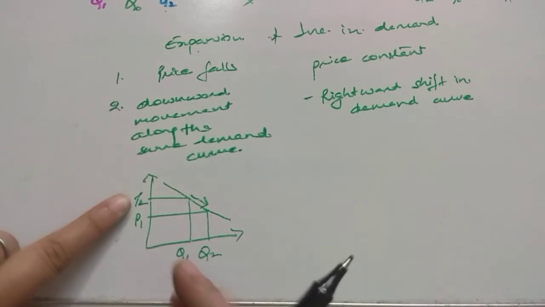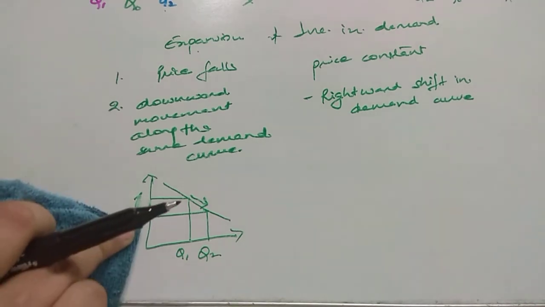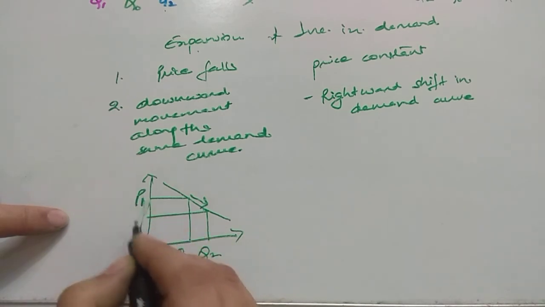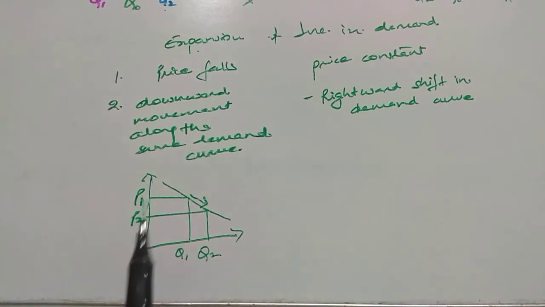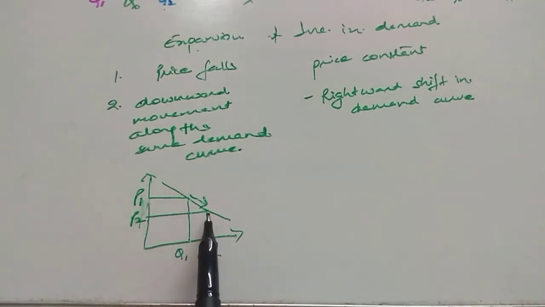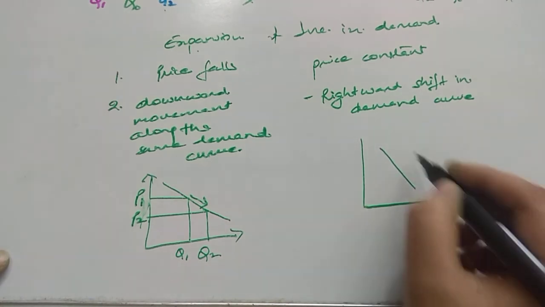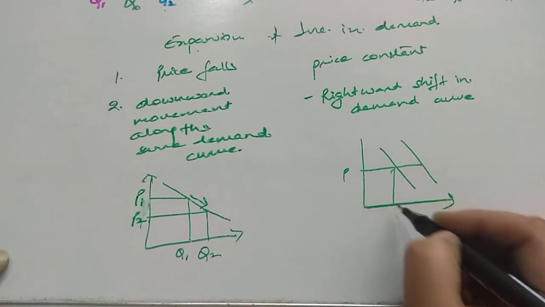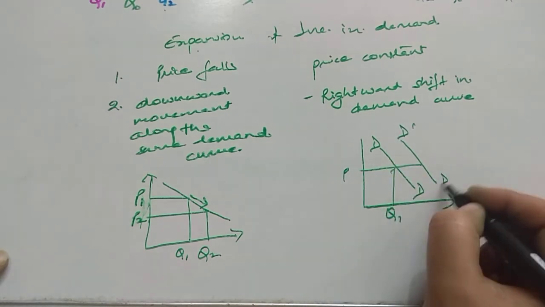So, sorry, this is P1. And this is Q1, Q2. So with the fall in price, the quantity demanded has increased. So this is expansion. And in this case, you will draw two parallel lines and then draw the price line. This is the price. This is the initial quantity. These are two demand curves, D and D dash.